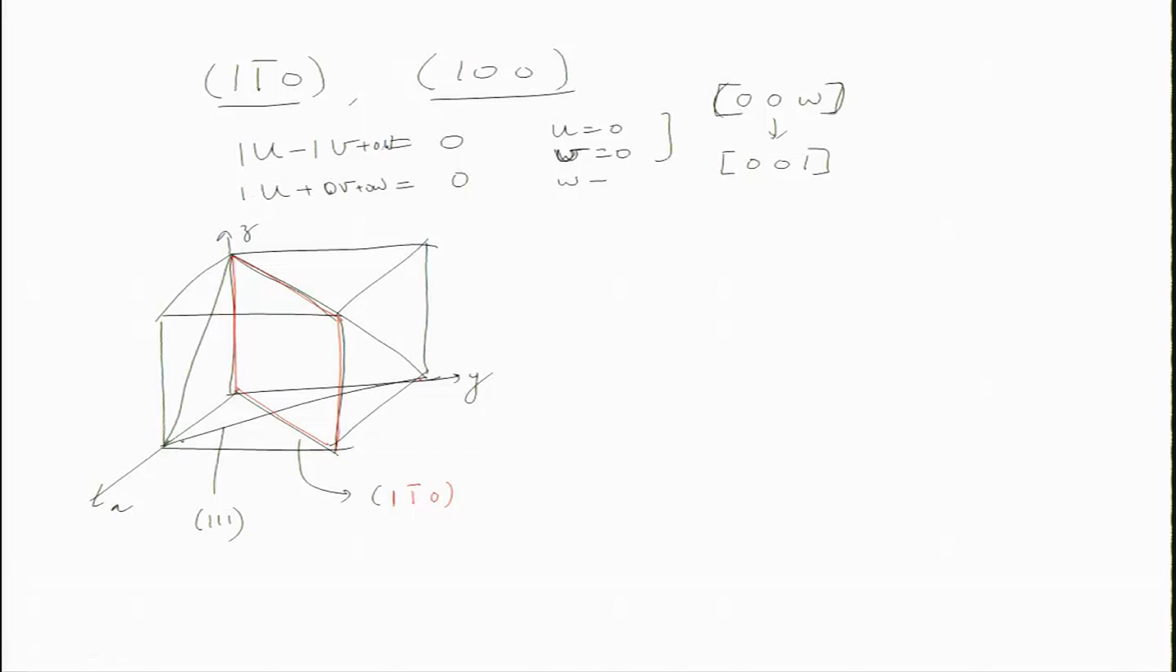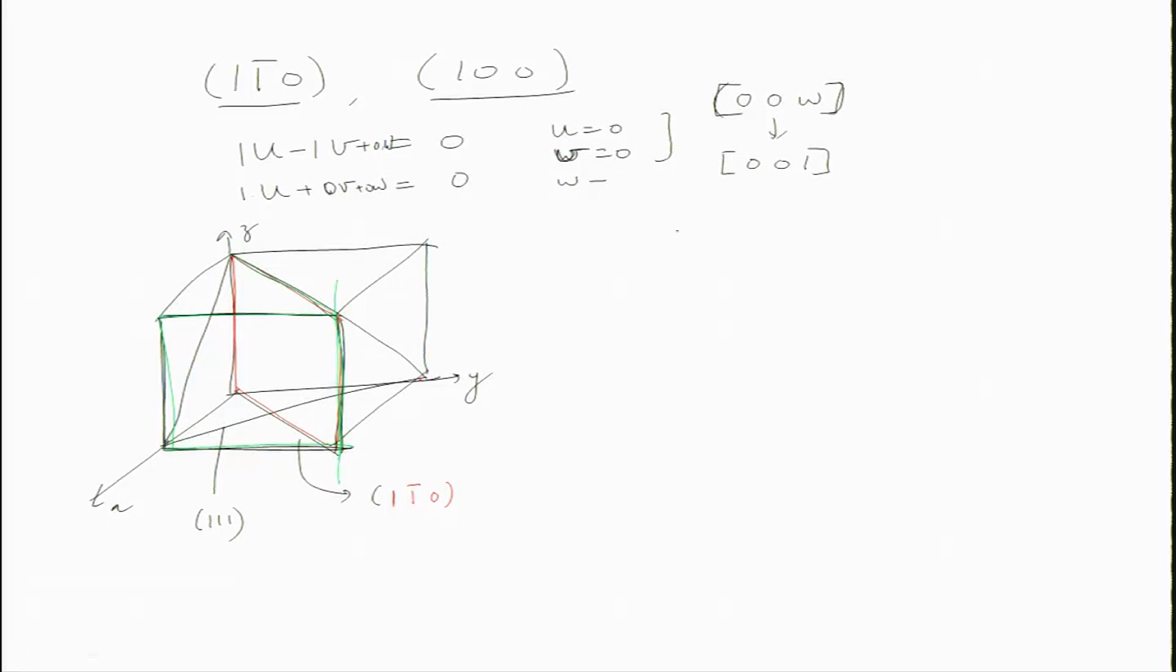You can see that here, this is the 1 0 0 plane, the plane which is drawn in red, and this is the 1 bar 1 0 plane, the one which is drawn in red. You can see this is the common direction, this one, and this direction is the 0 0 1 direction.